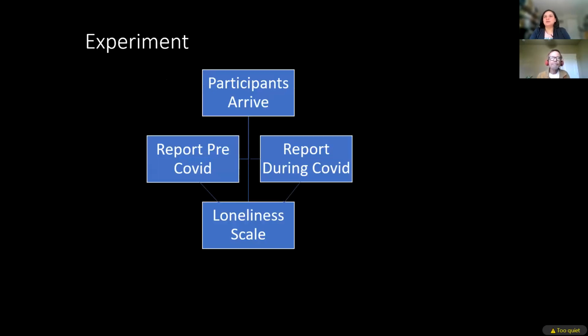So for the actual experiment, the person is doing an assessment of loneliness, either pre-COVID or during COVID. Participants arrive and they're randomly assigned to either read a paper that says you're going to tell me about your experiences pre-COVID, or you're randomly assigned to report your experiences during COVID. After you read that piece of paper, you complete the loneliness scale with either pre-COVID or during COVID in mind. So this is the independent variable, two levels, and this is the dependent variable.